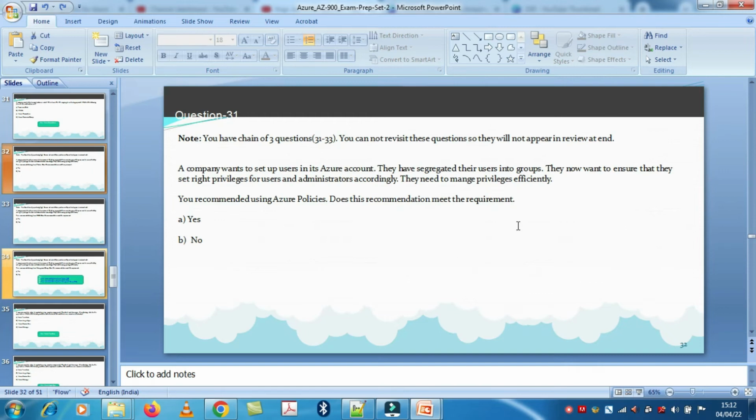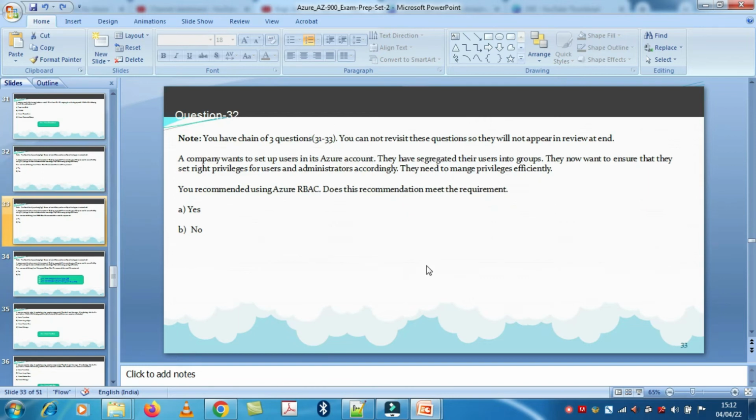Okay. The answer for this one I will not tell you now, because as I told you, these are a series of questions, so first we'll see the other questions also. Now the next question is, the company wants to set up users in the Azure account. They have segregated their users into groups. Now they want to ensure the right set of privileges for the users and administrators accordingly. They need to manage privileges efficiently. You recommended using RBAC. The first one they were telling Azure Policy, now the second one they are telling RBAC.